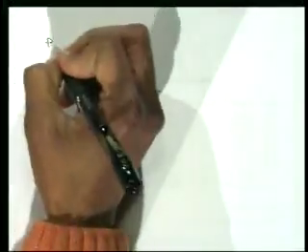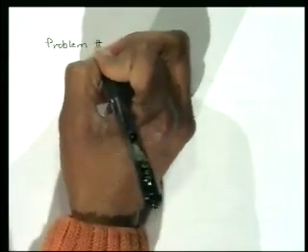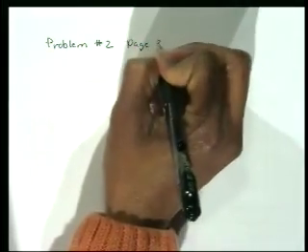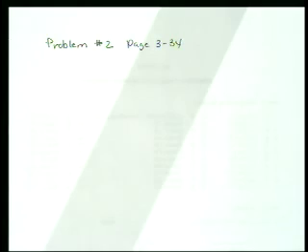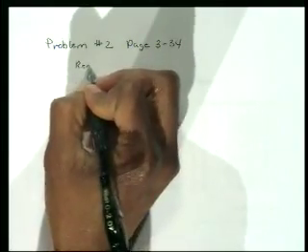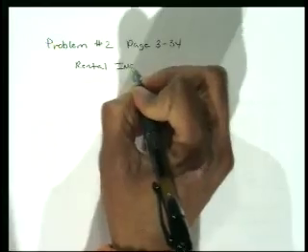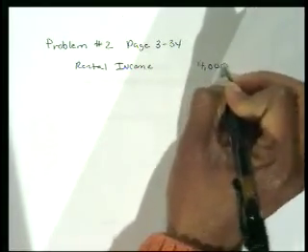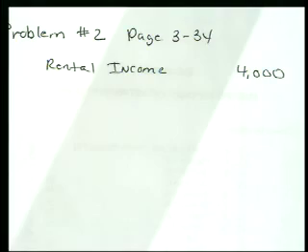So let's look at what we need to do for this problem. This is question 2 on page 3-34. They tell us that she had rental income for the year of $4,000. Because this is a dual property, she is only going to be able to take expenses up to her income. And remember, this is 50-50, so we have to consider that as we allocate the expenses.